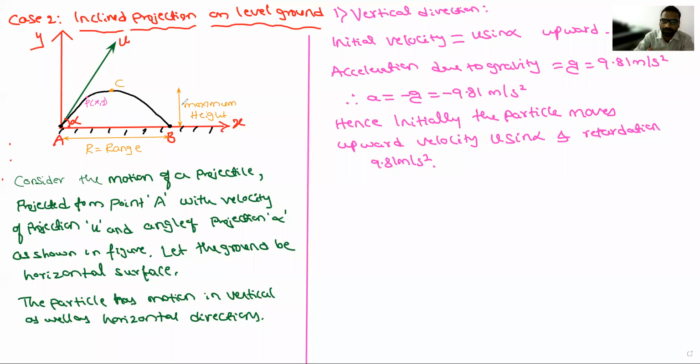See, initially it has u sin alpha and it is going to a height, and it has negative acceleration. The acceleration is retarding, so after some particular time the velocity will become zero. When the particle reaches the maximum height, at point C, its velocity is equal to zero. Right at that point, velocity becomes zero.